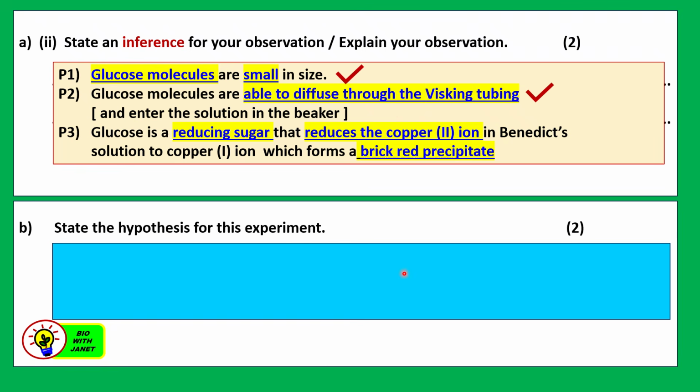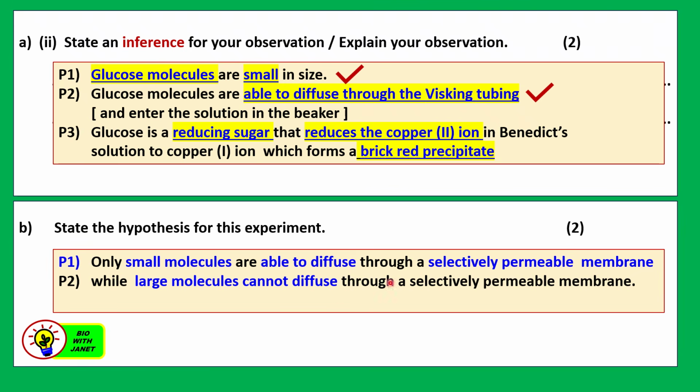Okay. Now next, state the hypothesis for this experiment. Okay, what's your hypothesis? Let's look at the answer. It's the same as what we have discussed in the experiment just now. Only small molecules are able to diffuse through a selectively permeable membrane. Okay, small molecules you can put in brackets glucose, while large molecules, brackets starch, cannot diffuse through a selectively permeable membrane.